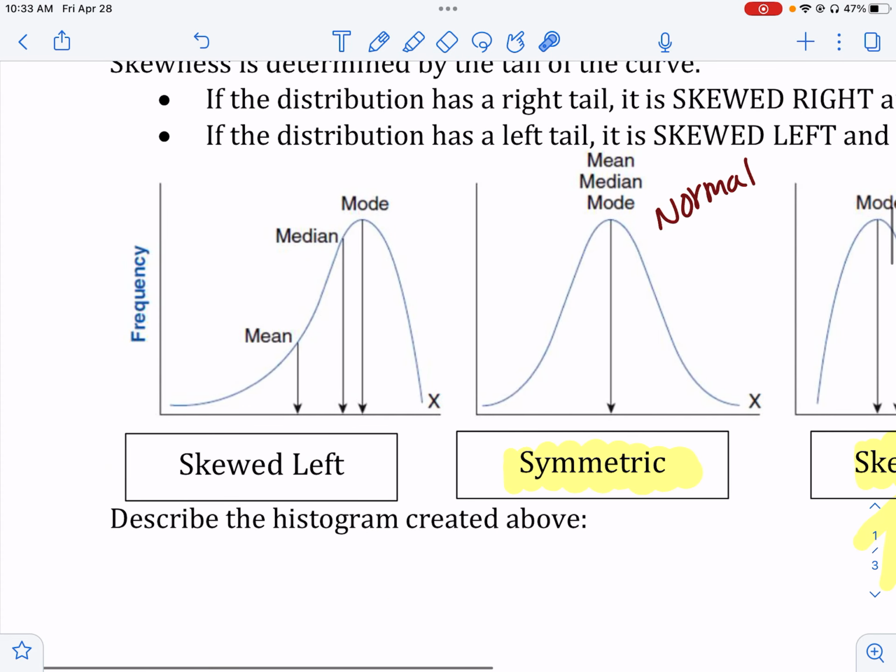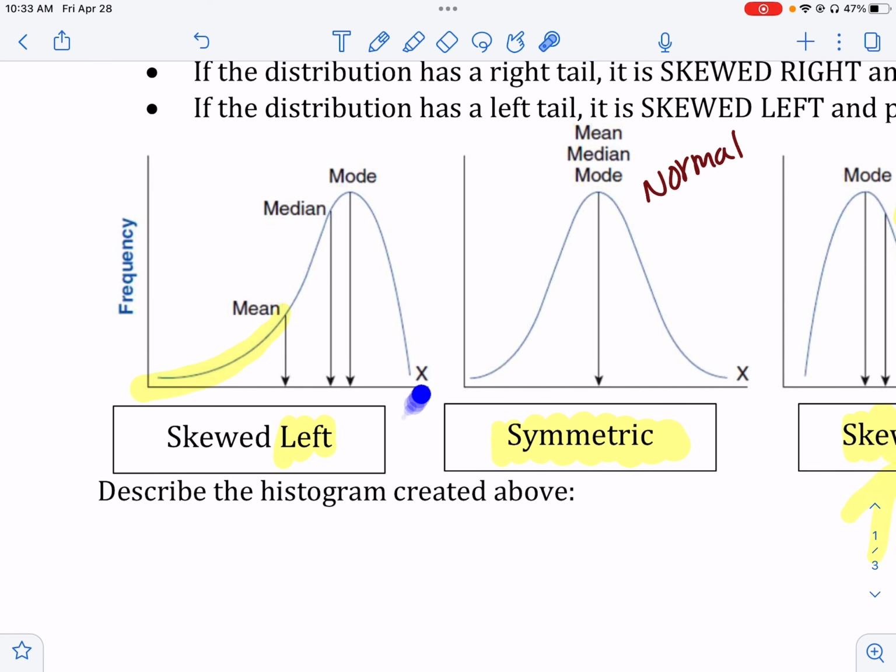The other side of what we can have here is skewed to the left. So for this one, notice that my tail goes out to the left. These would represent my lower numbers because we're on the x-axis. We start with lower numbers to higher numbers. So for this example, most of my data is clumped in my higher numbers, but I still have some numbers that are skewed down here.